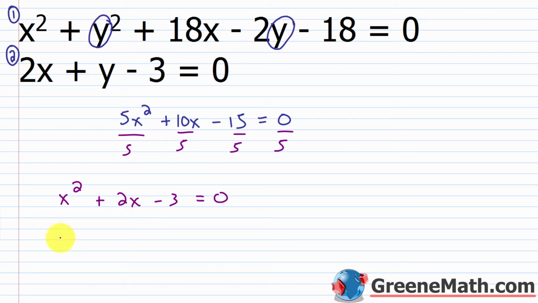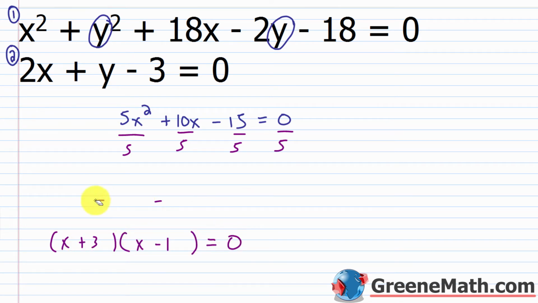I know the left part here would factor into what? So give me two integers that sum to 2 and multiply together to give me negative 3. Well, I could do plus 3 and minus 1. 3 minus 1 is 2. 3 times negative 1 is negative 3. So x plus 3 and x minus 1, and this equals 0.